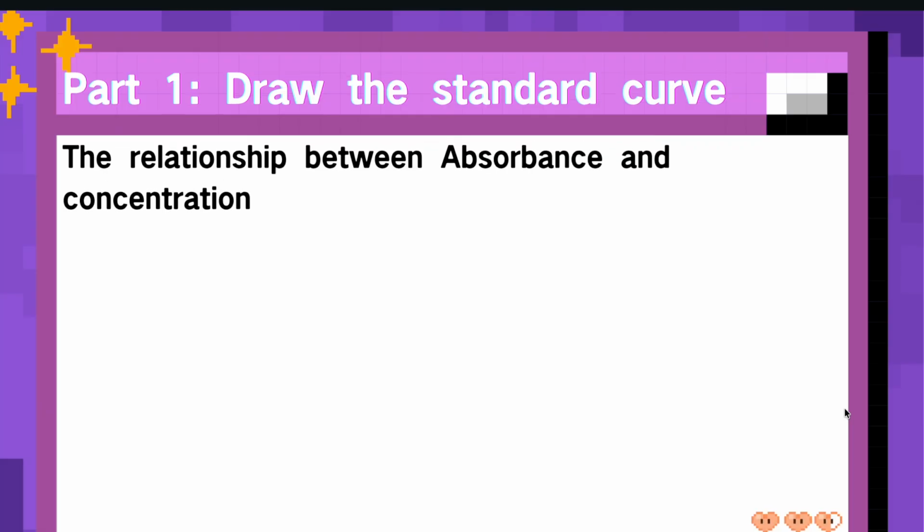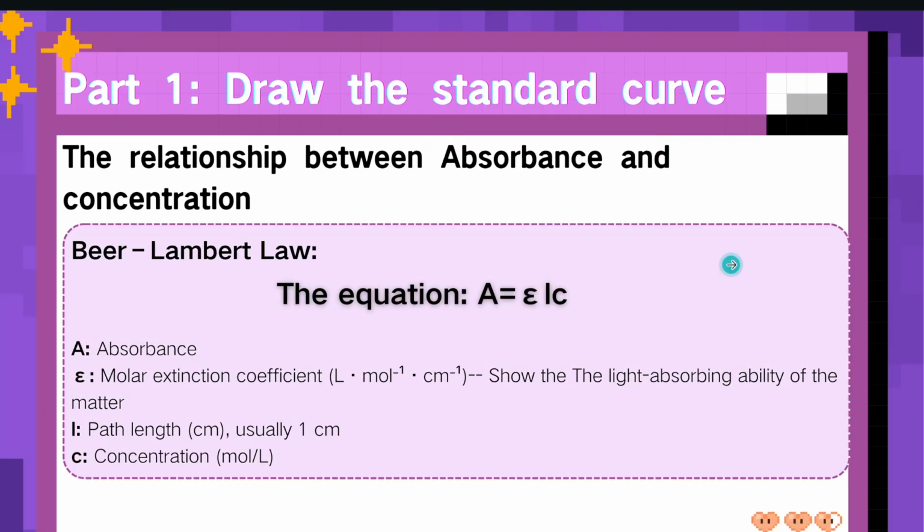So why can the absorbance be related to the concentration? Here, I'd like to introduce the Beer-Lambert law. The equation is just as listed. A in this equation refers to absorbance, and epsilon shows the light-absorbing ability of the matter. The L here means the path length, and C here means the concentration. Here, the experiment is using the same temperature and the same plate, so epsilon and L are constant. Thus, the law states the absorbance is directly proportional to the concentration of a light-absorbing molecule.